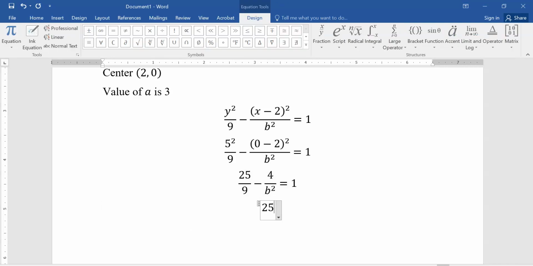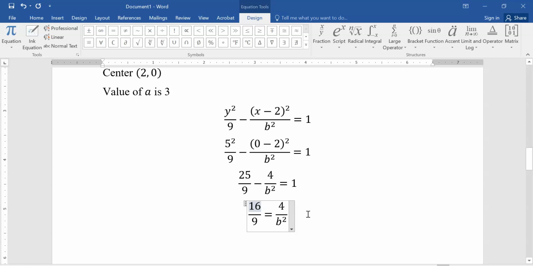So this is what I'll get: 25 over 9 minus 1 is equal to 4 over b squared. Okay? 25 over 9 minus 1. So take 25 minus 9, and you get 16 ninths as that fraction. So the left-hand side simplifies to 16 ninths equals 4 over b squared.